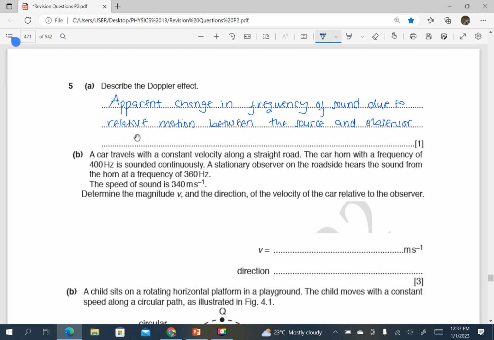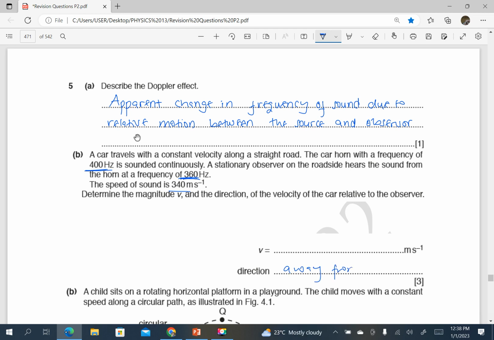A car travels with a constant velocity along a straight road. The car horn with a frequency of 400 Hz is sounded simultaneously. A stationary observer on the roadside hears the sound from the horn at a frequency of 360 Hz. You see, 360 is less. The speed of sound is 340. Determine the magnitude v and the direction of the velocity of the car relative to the observer. Because the observed frequency is less than the normal frequency, then the direction is away from the observer.